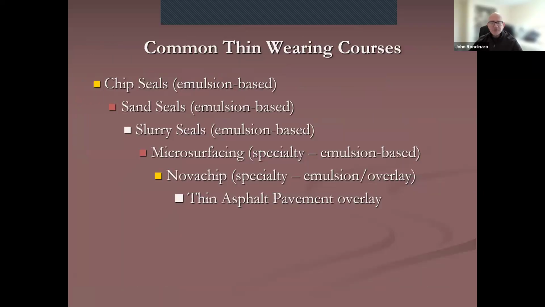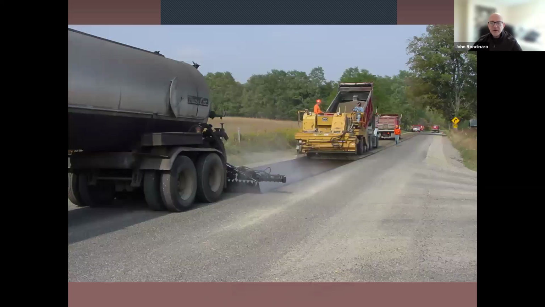So our thin wearing courses, there's a whole bunch of them out there. Chip seals, which are emulsion-based. Sand seals, which are the fine aggregate treatment, also emulsion-based. Slurry seals are an all-in-one emulsion-based treatment. Microsurfacing is slurry seal on steroids, so it's a polymer-based treatment, but again, it's emulsion-based. NovaChip is a specialty treatment, which is a hybrid of emulsion and overlay. And then our thin asphalt pavement overlays. We'll touch on each of them real quick.